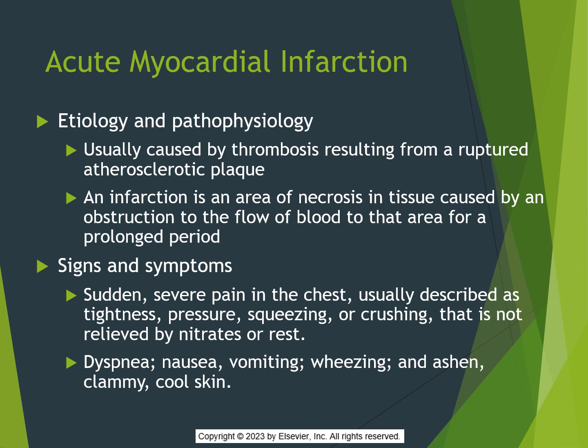An MI is typically caused by thrombosis, resulting from a ruptured atherosclerotic plaque. An infarction is an area of necrosis in tissue caused by an obstruction to the flow of blood that will go on for a prolonged period of time. In an MI, there is an area of necrosis in the heart muscle. That portion of the heart muscle will not contract normally and will not be able to help pump blood out of the heart. The prognosis for patients experiencing an acute MI will depend on the location and the amount of heart tissue that has been damaged.